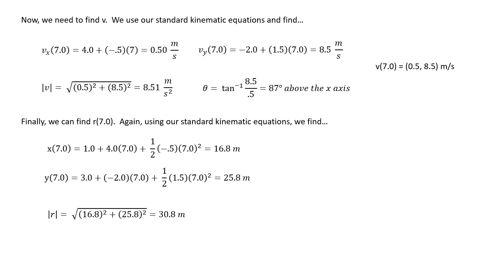To find the magnitude of my displacement, I just use the Pythagorean theorem. I find that I'm about 30.8 meters away from the origin at 7 seconds. And that gives me an angle of about 57 degrees above the positive x-axis. In xy form, r of 7.0 seconds is 16.8, 25.8 meters.